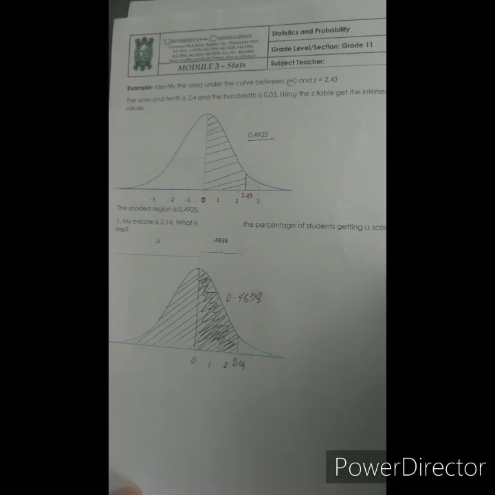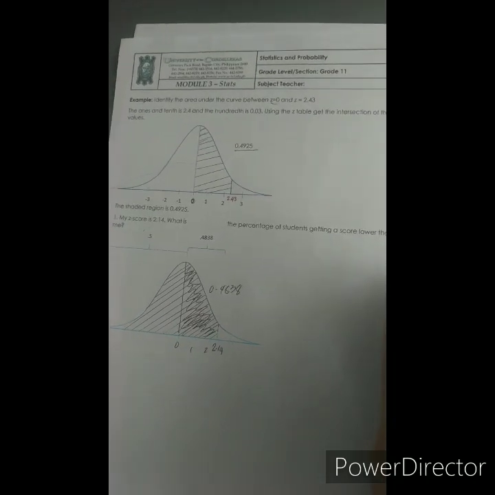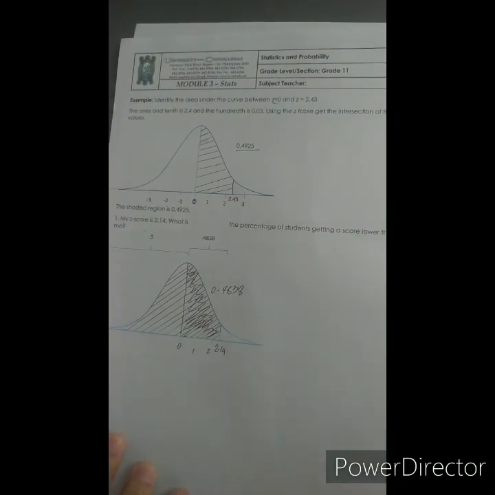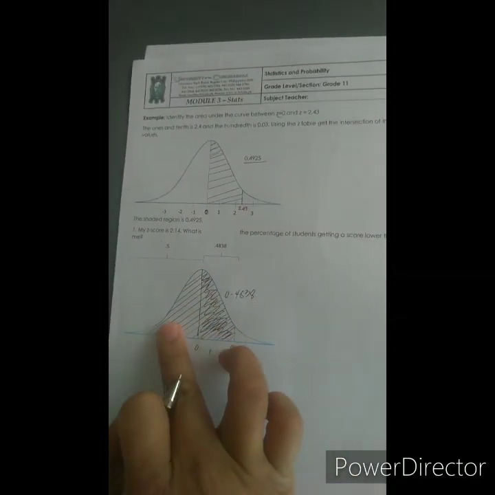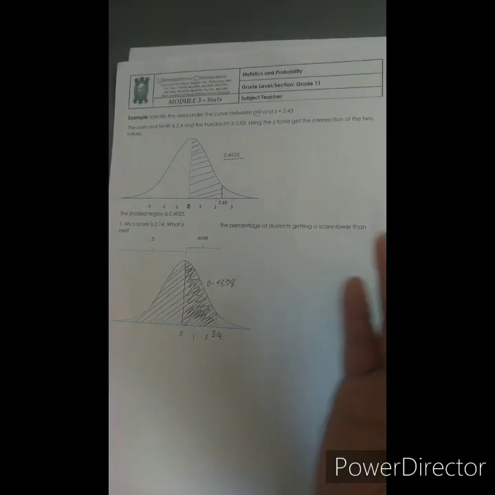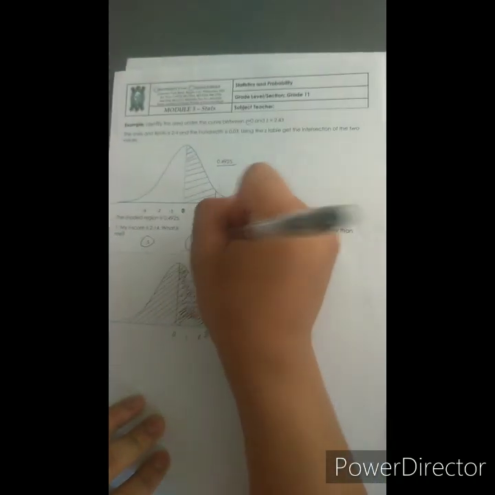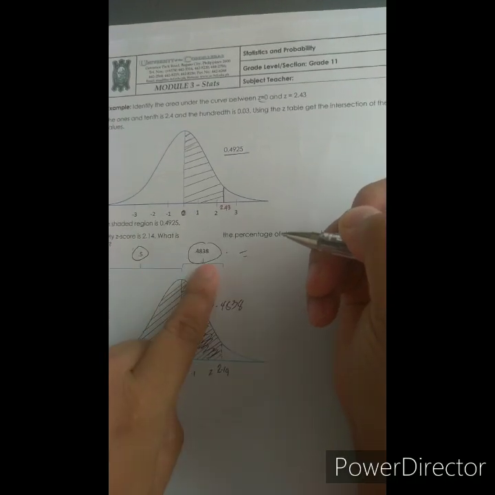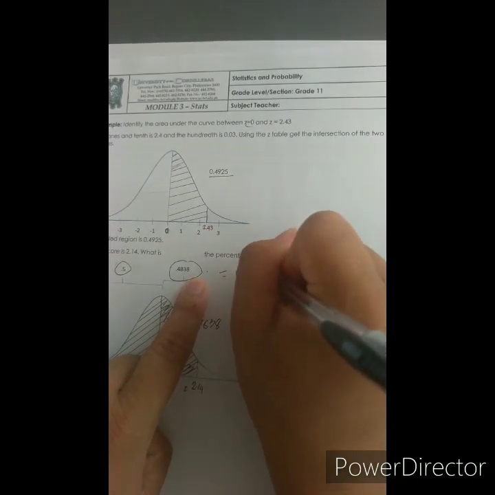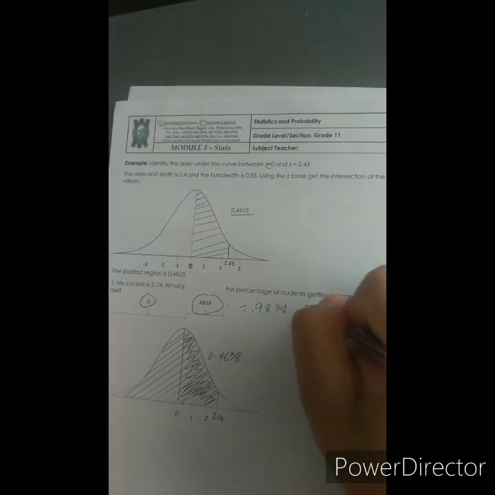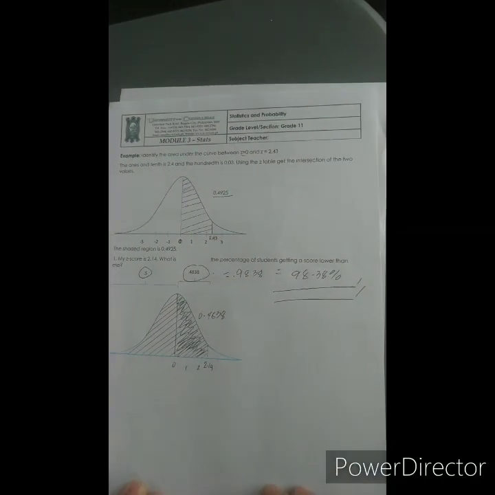So ibig sabihin itong area na to ay 0.4838. Okay. Now, ang tanong, ilan ang taong natalo niya, or ilan yung taong mas mababa ang score sa kanya? Gaano kadami yung percentage na yon? Hindi lang ito ang pinag-uusapan natin, kasama ito kasi mas mababa ito sa kanya. At ulitin natin, ano ulit yung property niya? Ilan ulit ang area ng kalahati? It's 0.5. Tapos 0.4838. So, ibig sabihin yan, 0.5 plus 0.4838 is equal to 0.9838, which is equal to 98.38%. Meaning, yan ang kanyang tinalo.